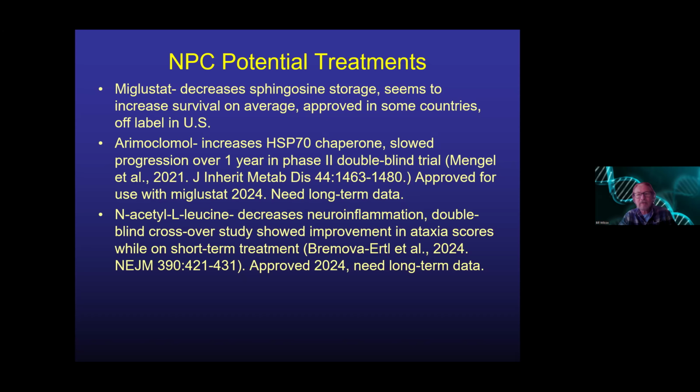I mean, you're not going to use all 3. You'd be breaking the bank if you used miglustat, arimoclomol, and N-acetyl-leucine, which have not all been tried together. So while that might sound intellectually useful, besides the expense, we have no idea whether it would work. And I think there's much still to be determined about the appropriate way to approach an individual Niemann-Pick C patient.